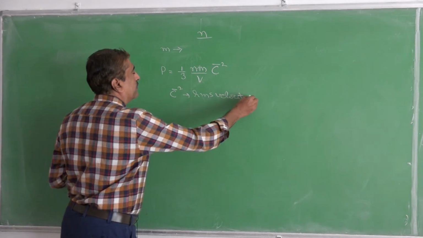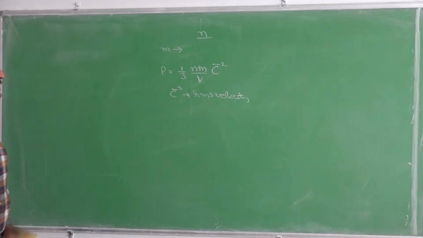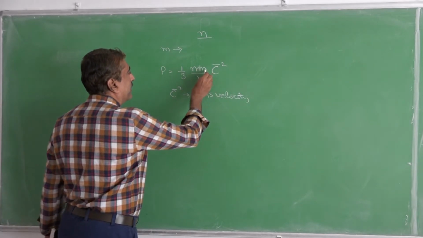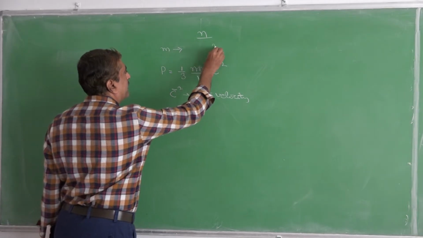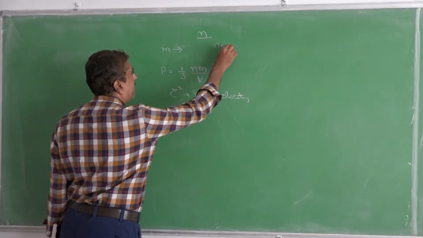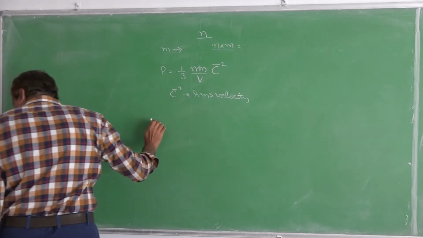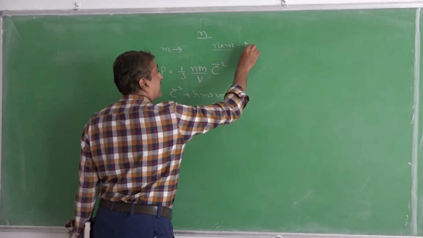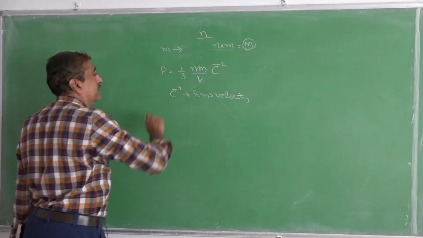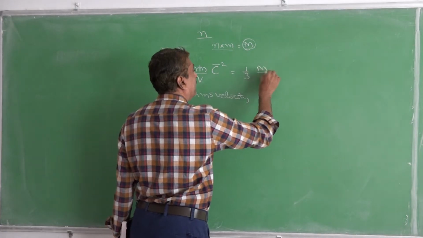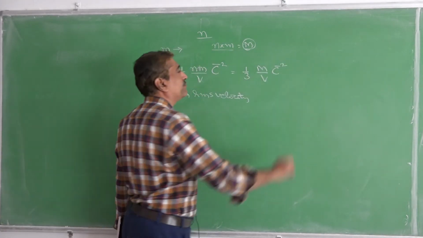of the gas molecules. So 1/3 Nm C square, where Nm, the number of molecules multiplied by the mass of each molecule, is given by the total mass of that particular gas. So this can be written as 1/3 capital M by V C bar square.